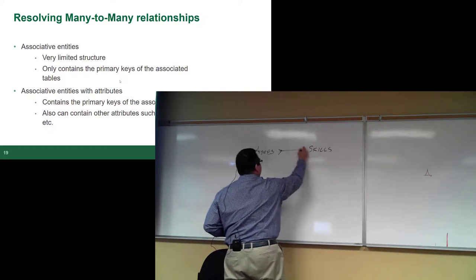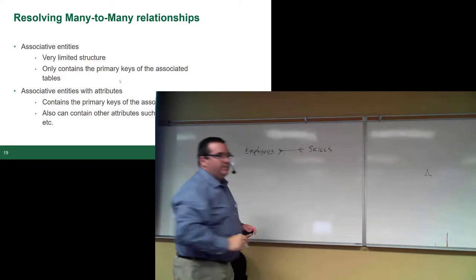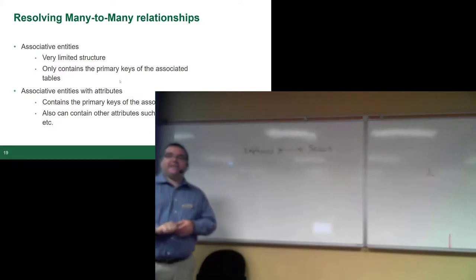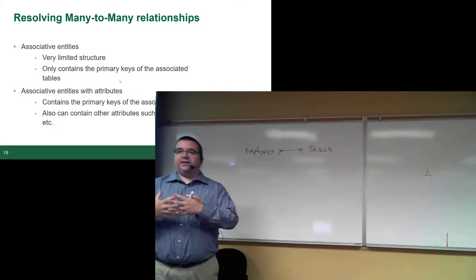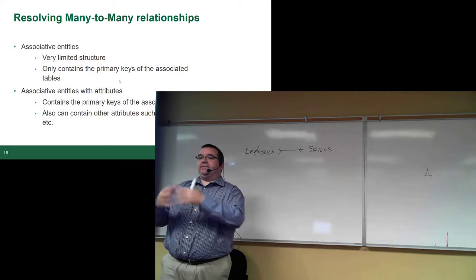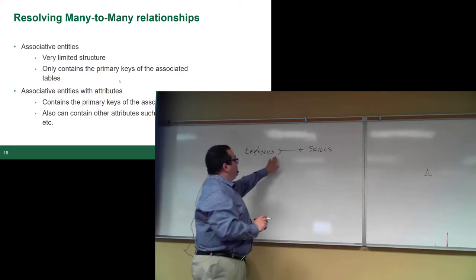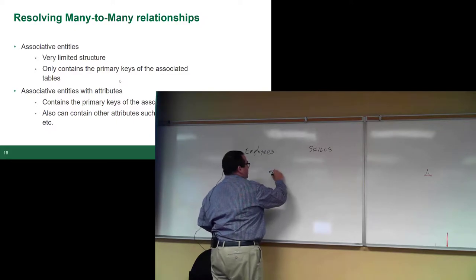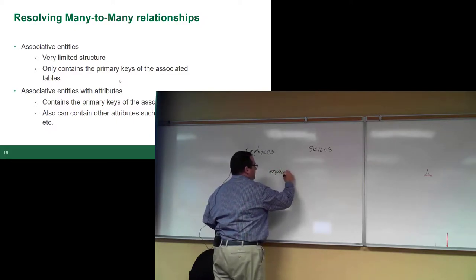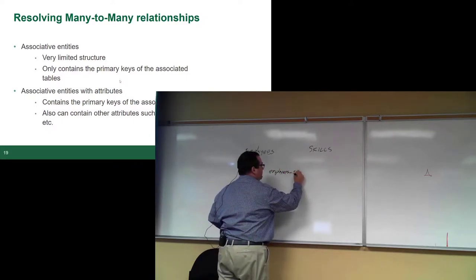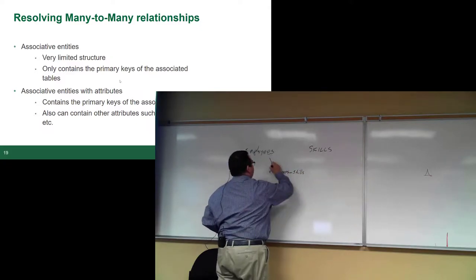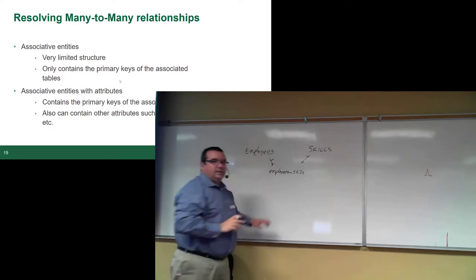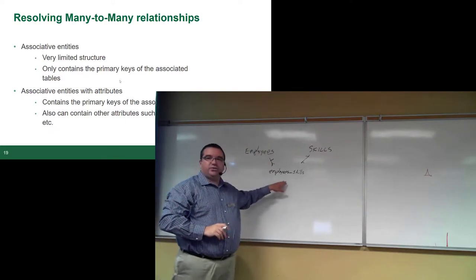And the diagram would start out like that. However, as cute as that is, it's a Kentucky kind of relationship where everything's related to everything else. Totally unmanageable. So you end up creating something like this. This is known as an associative entity.